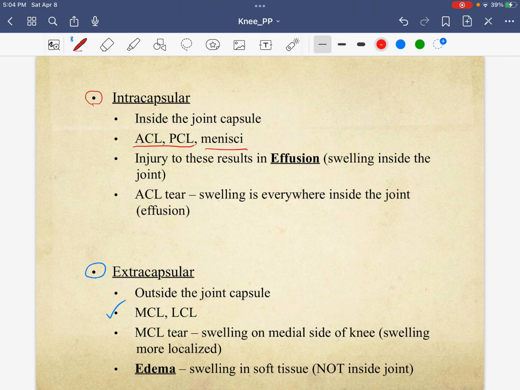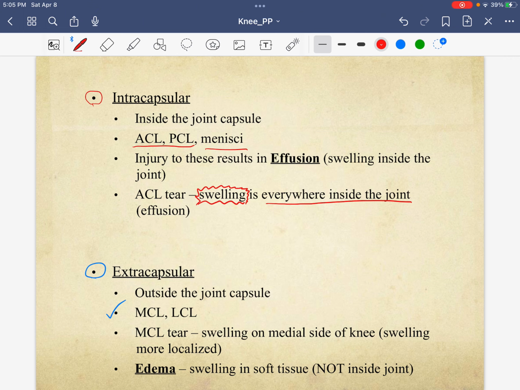Let's talk about some practical applications. Some practical applications can revolve around swelling. So let's take the ACL, for example. It is intracapsular. If you tear the ACL, it's going to swell. You've torn some tissue, there'll be some inflammation, yes. But because the ACL is intracapsular, the swelling tends to go everywhere inside the joint.